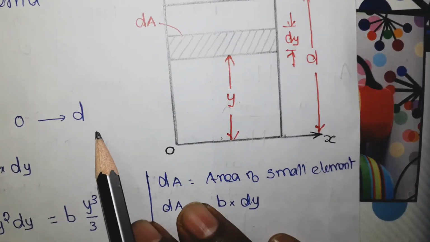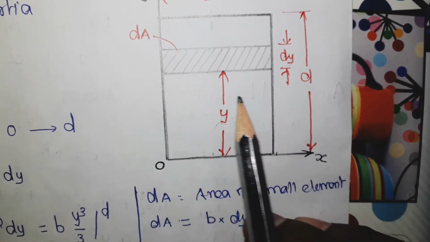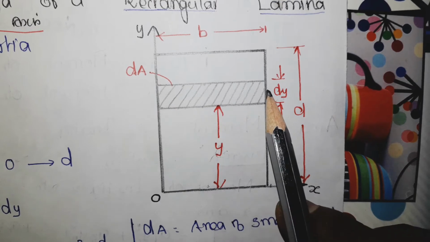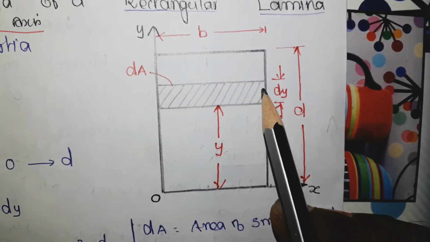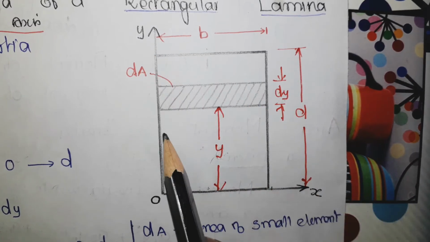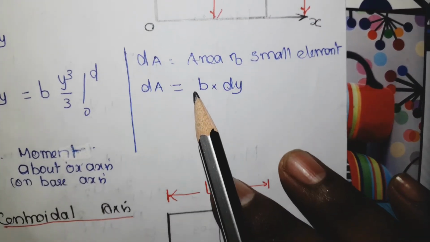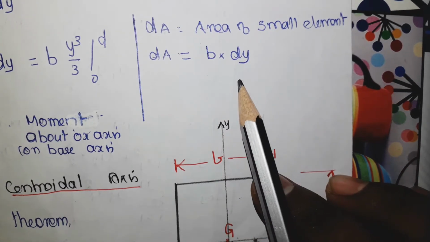Now the second one is dA, the area of the small element. So this is the small element. Now the width of the small element is again b, and the height is equal to dy. Since it is parallel to the x-axis, the height is taken as dy. Now area is equal to b into dy because it is a rectangle.